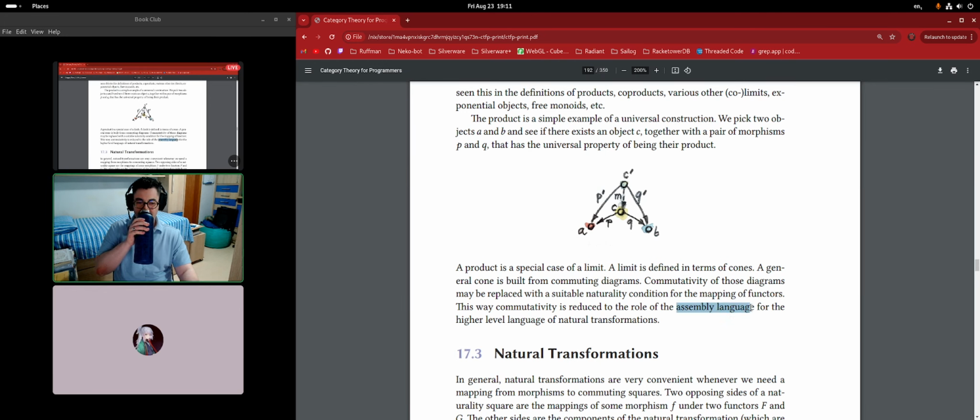No, it makes total sense. What are you talking about? I guess I'm more used to thinking about things in terms of programming language theory, so it's not weird to me at all to hear assembly language and natural transformation in the same phrase. Actually, I do admit that it is unusual, because one thing is very low level and the other is very high level. But commutativity is playing the role of the assembly language of natural transformations, which is kind of interesting.